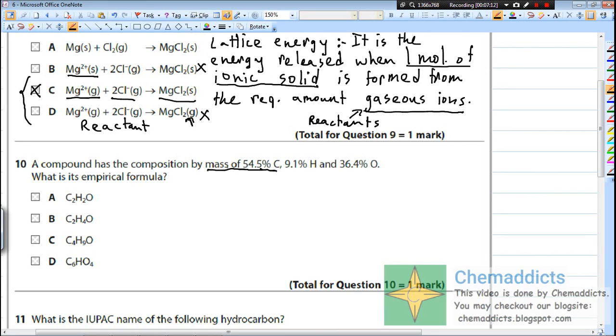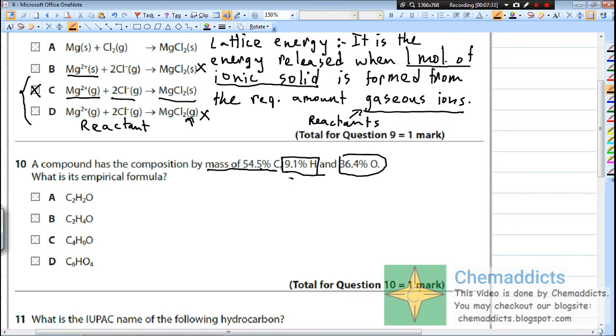Here the percentage by mass is given. Percentage of carbon by mass is given 54.5%. Percentage of hydrogen is given, which is 9.1%, and the percentage of oxygen is 36.4%. Okay. So what is its empirical formula?